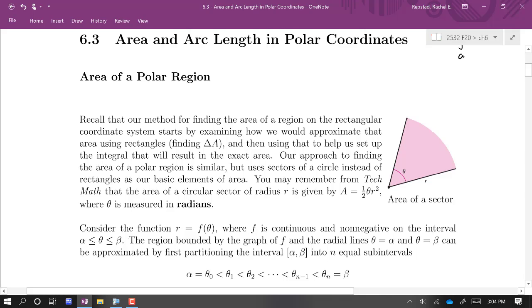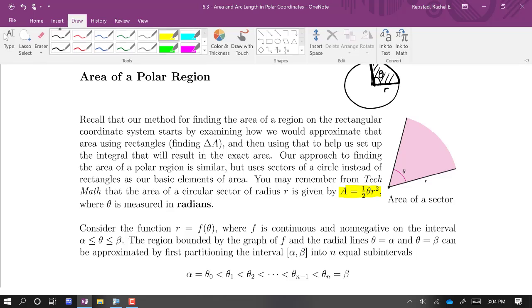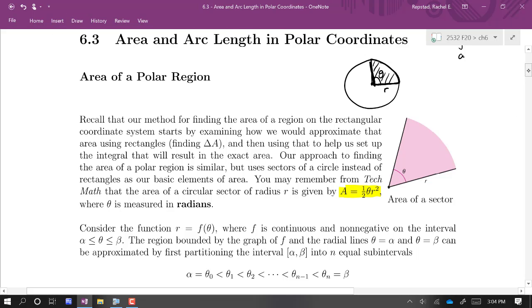A sector, if you might recall from pre-calculus or trig, is this: if you have a circle of radius r, and you cut out a piece of it, think of it like a piece of pie, where this could be any angle at all, some angle theta, that area is given by the formula A equals 1/2 theta r squared, as long as theta is in radians.